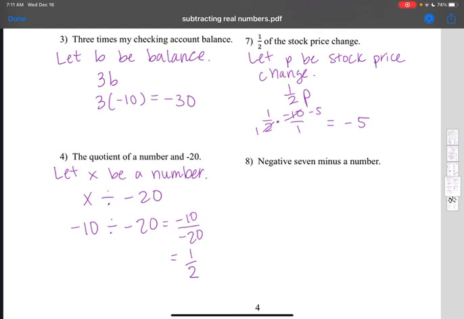And finally, negative 7 minus a number. Let x be a number. Negative 7 minus a number, so minus x, there's my expression. And then fill in a negative 10. So I have a negative 7 minus a negative 10. Change it to a giant plus. Negative 7 plus 10, I get 3.